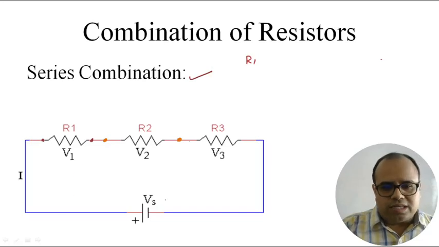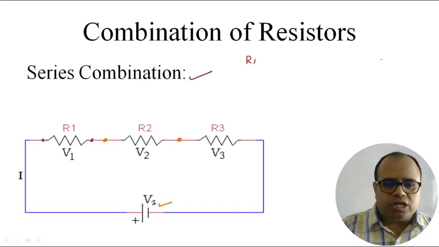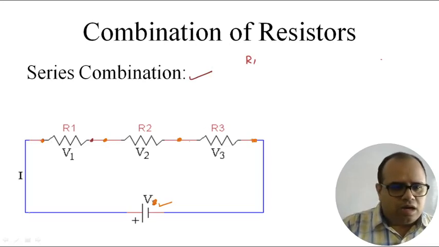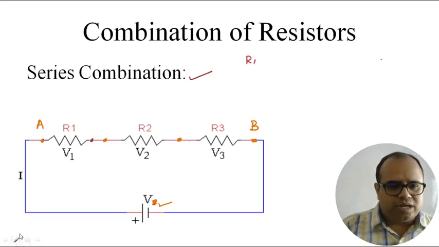Now here you can see that we have a potential source. Its potential difference is Vs, or we can write V also, that's not a problem. So we are creating a potential difference of V across the two ends A and B. These are the two ends A and B and we are creating a potential difference capital V between these two ends.